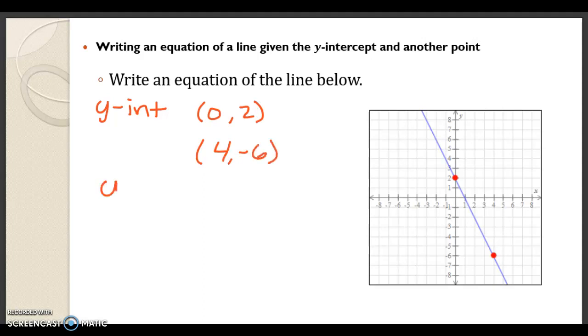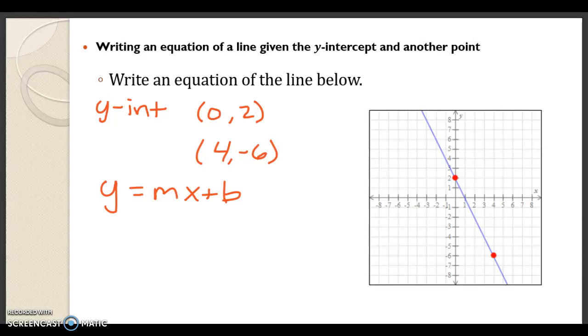Now, what do we need for y equals mx plus b, or slope-intercept form of a line? We need the slope and the y-intercept. So we can just find the slope and we have everything that we need. If we're given a graph, we can simply count a rise over run.